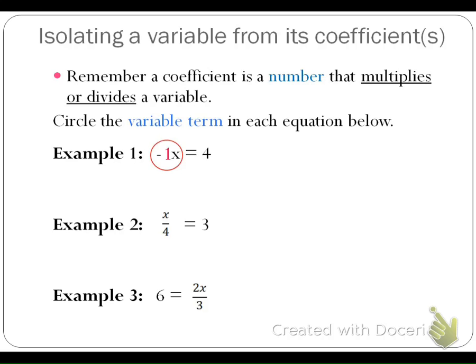So let's circle that variable term. In example 2, we have x over 4 is equal to 3. Our x is being divided by 4. Therefore, 4 is a coefficient. So the variable term is x divided by 4. We circle the whole thing. In the third example, 6 is equal to 2x over 3. So we have a 2 beside our x, which means multiply, and a 3 that's under, which means divide. So therefore, the whole thing is your variable term.